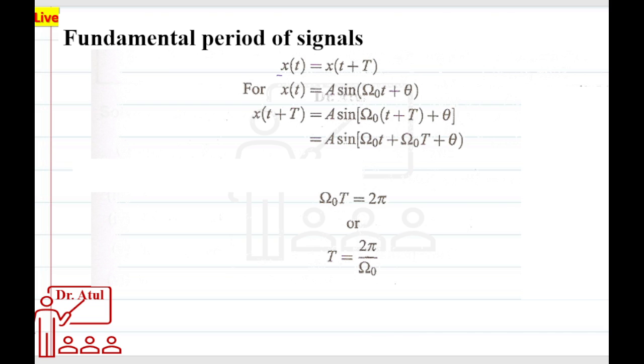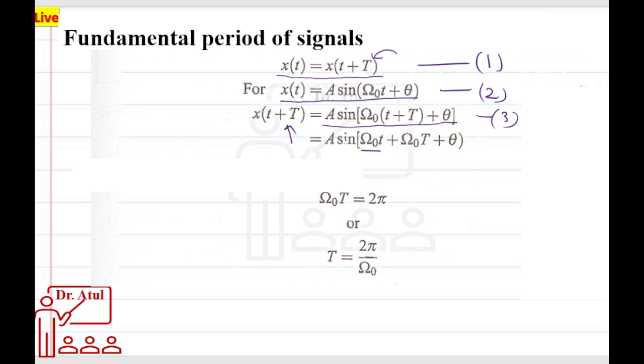So x(t), for a signal to be periodic, this x(t) should be equal to x(t plus T), meaning after this capital T time, the signal should become the same. That will be equation number 1. Let us take the example x(t) equal to A sin(omega t plus theta), equation number 2. Then adding capital T into this, it will become A sin(omega naught t plus omega naught T plus theta), equation number 3. This is also equal to x(t plus T), equation number 4.